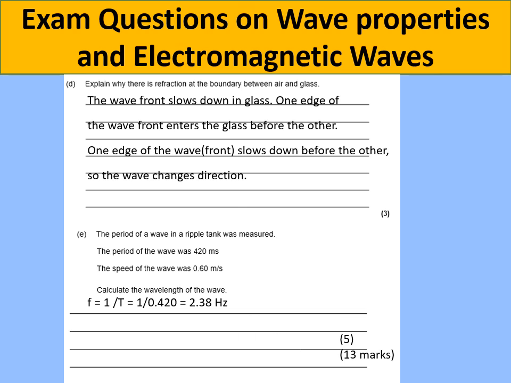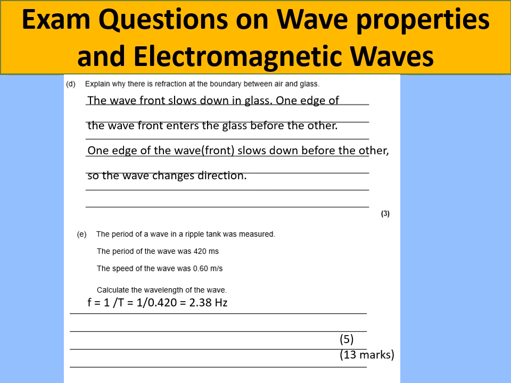And the next part is a calculation question. We must be using the wave equation. The period of a wave in a ripple tank was measured. The period is given for this wave as 420 milliseconds, or 0.420 seconds, because we divide 420 by 1,000 because it's milli. The speed of the wave was 0.6 meters per second. Calculate the wavelength of the wave.